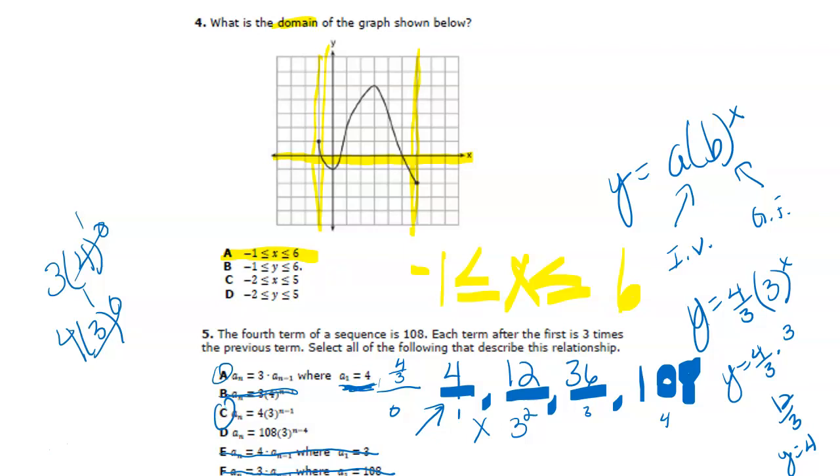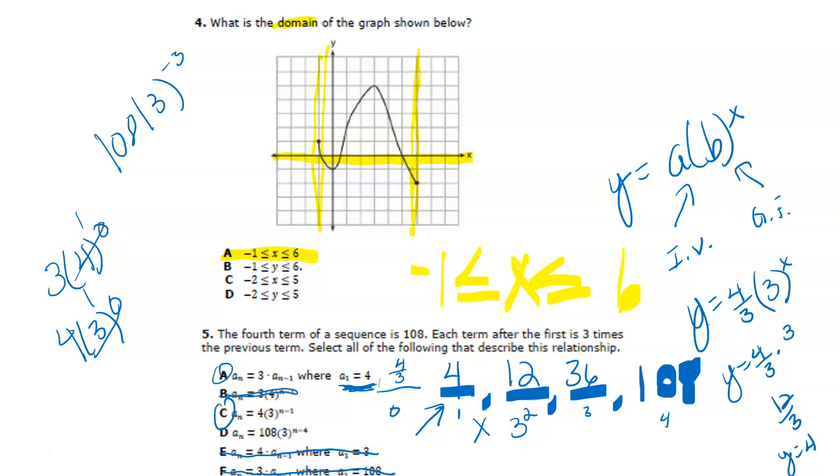Let's see here. D. 108 times 3 to the n minus 4. So I'm going to have 108 times 3 to the 1 minus 4. So 1 minus 4 is negative 3. So 108 times 3 to the negative 3 power.